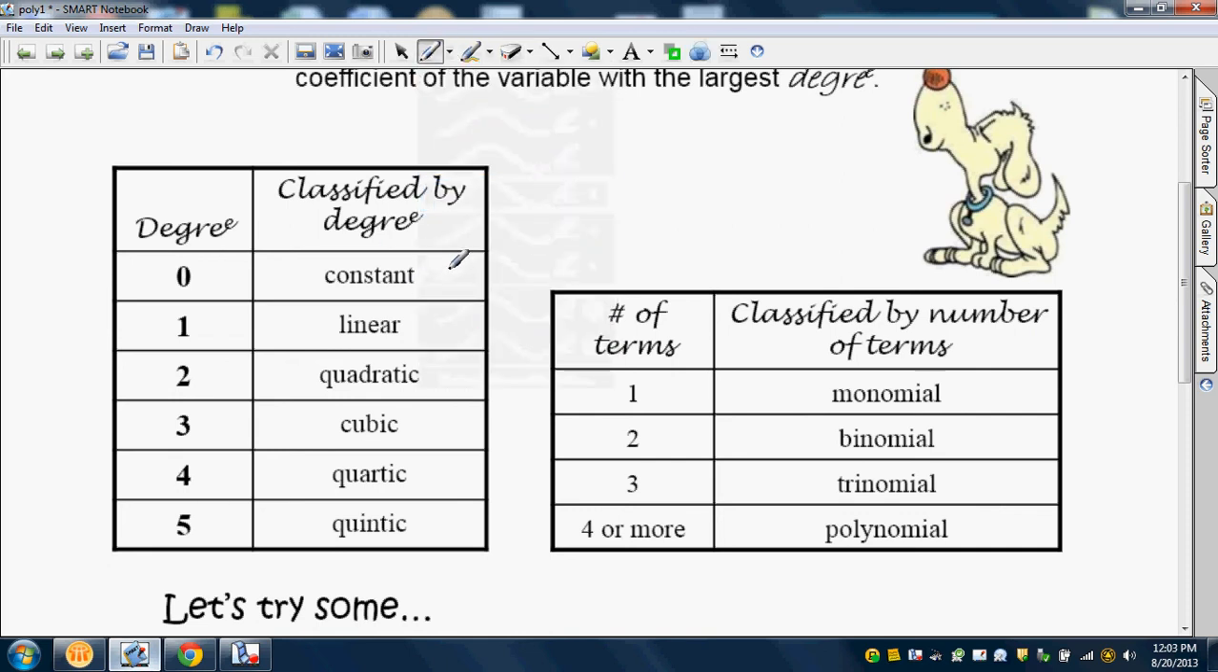And in all honesty, we're only going to deal with up through the third. We're not going to do a whole lot of quartic or quintic, but just so that you're familiar with the terms. Then the number of terms determines whether it is a monomial, binomial, trinomial, or polynomial. So if it only has one term, it's a monomial. If it has 2 terms, it's a binomial. If it has 3 terms, it's a trinomial. And if it has 4 or more terms, it's a polynomial.